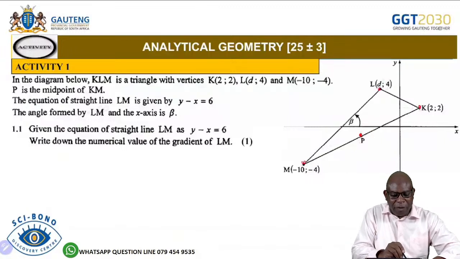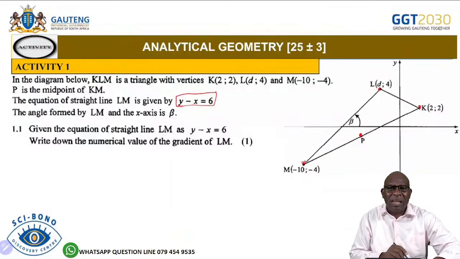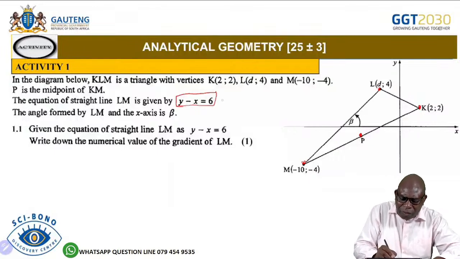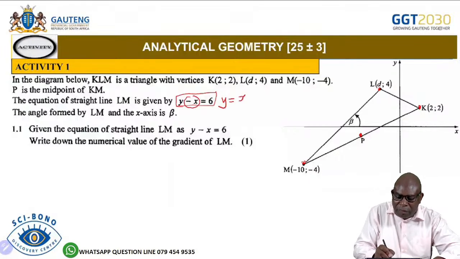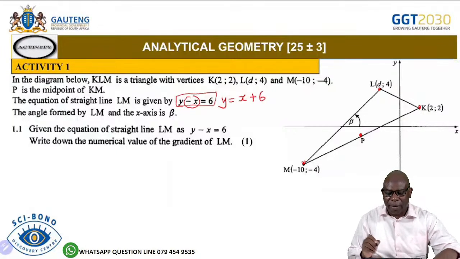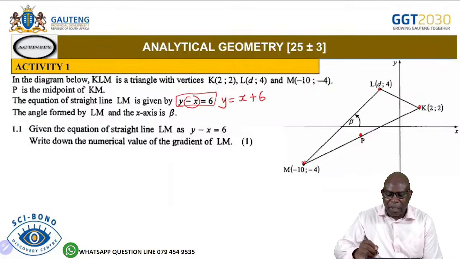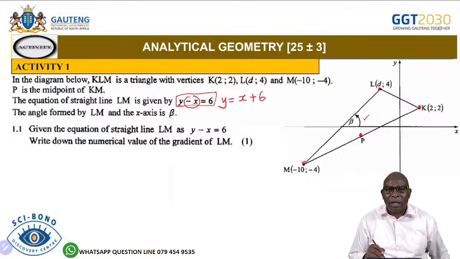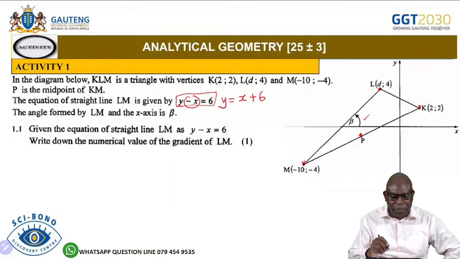They say equation of the straight line. I've got the equation of the straight line, but it is not written in the form that our teachers have taught us. What do we do? Change it. Write it as y equals mx plus c, meaning that the minus x must go that side. It will be positive x, and then the 6 will remain as plus 6. Right. And they say the angle from there is beta, so I've got an angle, so I can get that angle by using the formula for the angle of inclination.